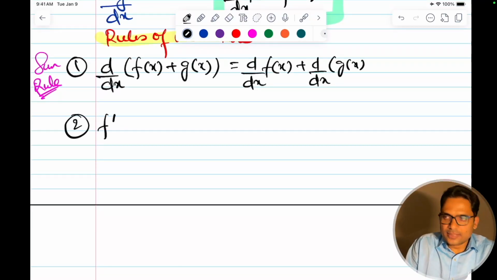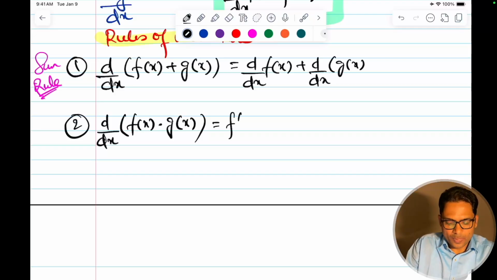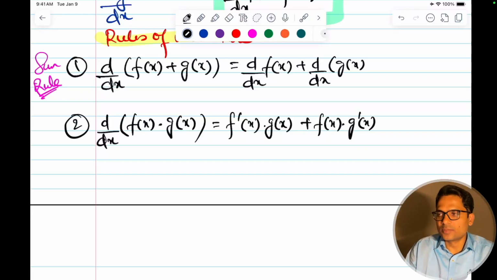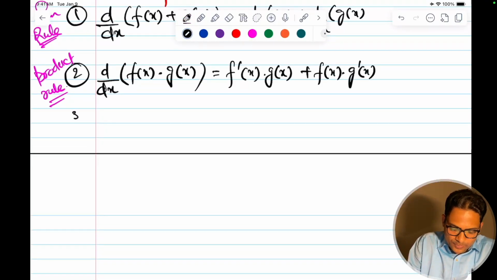So my f dash, okay, this I write d by dx of product rule, fx into gx. How will you do this? This will be equal to first the derivative of one, keep the other one as constant, and then take the derivative of the next and keep the first one constant. Simple. This is nothing but your product rule. Only take derivative of one at a time when we have two. Okay. Then there is a variance of this.